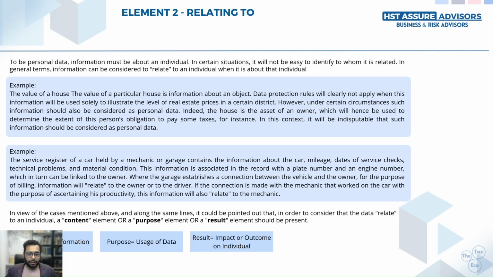Same, for example, the service register of a car held by a mechanic or garage contains information about the car: mileage, dates of service, technical problem, material condition. Now if the information with the plate number and engine number, which in turn can be linked to the owner, is recorded in that register, that becomes the content through which you can identify the person, and that creates a content link, relating to.